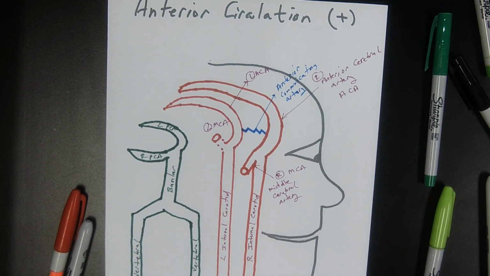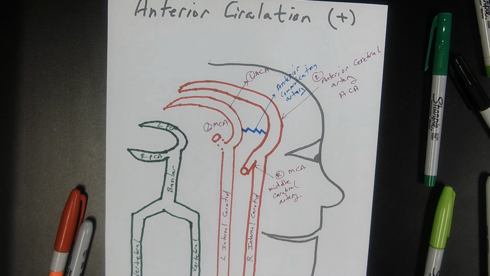And its sole purpose in life is to connect the right and left ACA and help keep the blood flow going for both the right and left halves of the brain. So essentially it connects the anterior circulatory system right and left sides. It's a teeny tiny little artery. Yeah, we'll get to the circle of Willis in a minute. We'll talk about that in a minute.